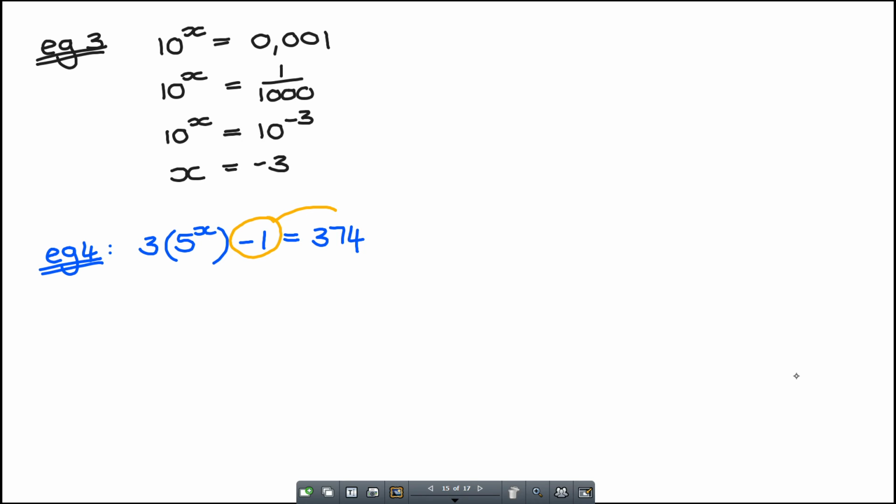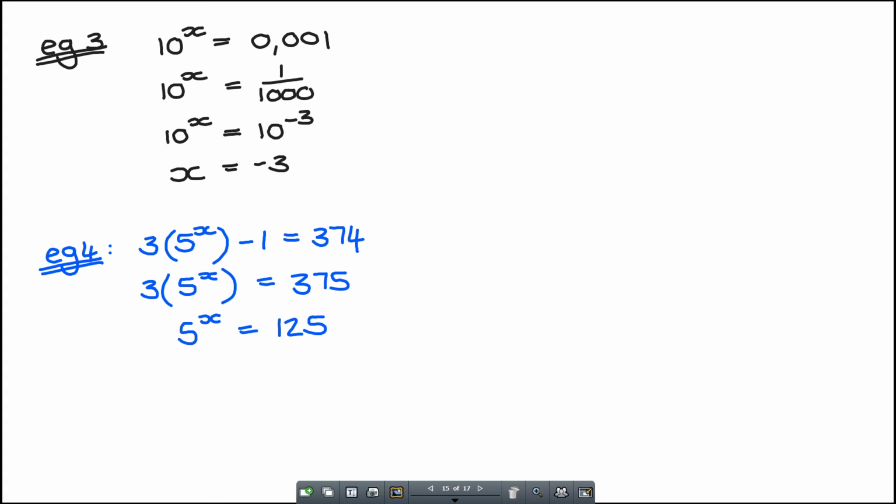Right? Okay, so I am going to have 3 times 5 to the power of x is equal to 374 plus 1, so 375. Now I want to get rid of that 3. This is 3 times the bracket, so if I take it over, it becomes divided by 3. So 5 to the power of x will be that divided by 3 will give me 125.